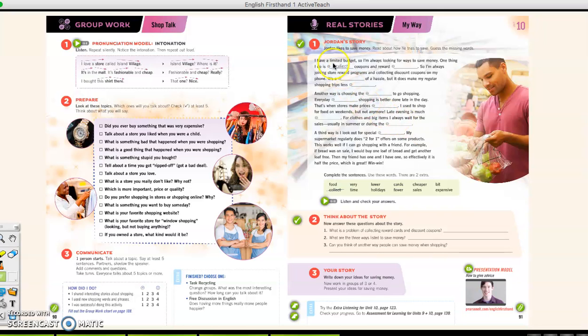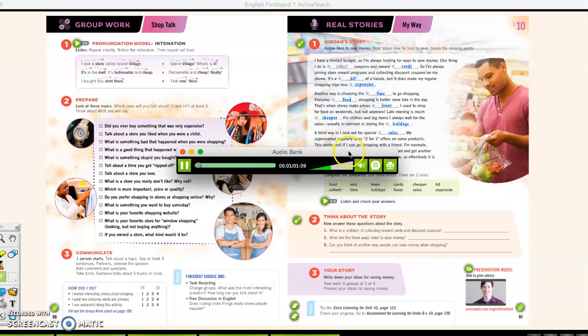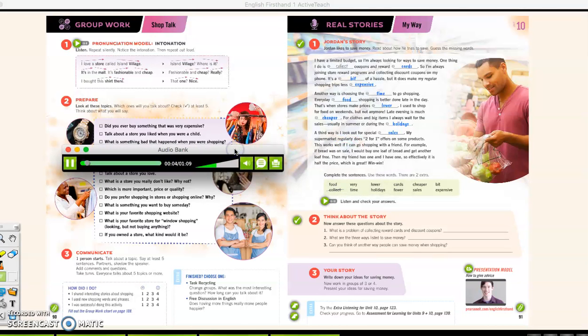All right, so I'm going to push the check button, and you can listen and check your answers. So here we go. Or just listen. You don't have to look at the words that I highlighted for you.